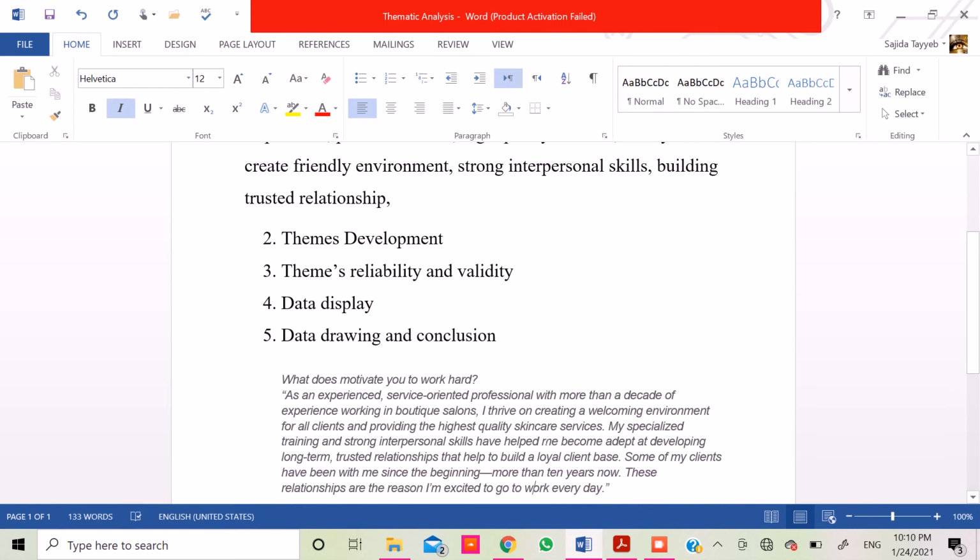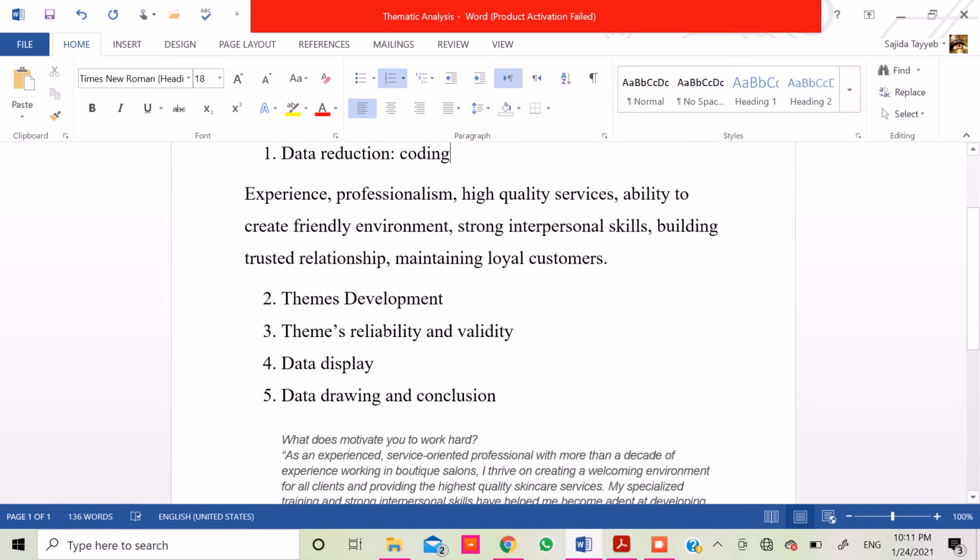Okay, long term. Some of my clients have been with me since the beginning, more than 10 years now. These relationships are the reason I'm excited to go to work every day. So then let's also, I would say, building trusted relationship. Then you can also say maintaining loyal customers. Got it? So if you look into these, I have changed some of the wordings for some of these codes, but it does not change the meaning of what has been said in the interview.